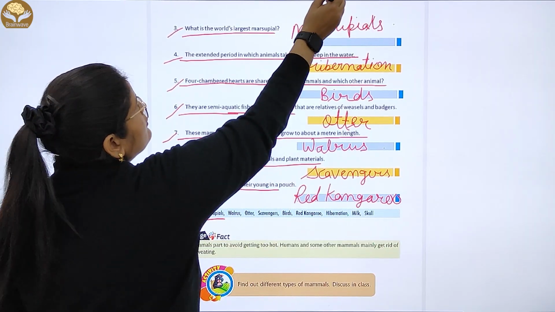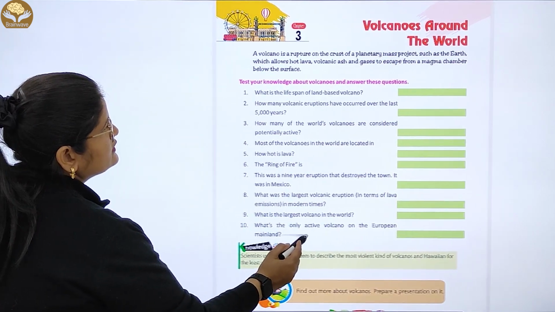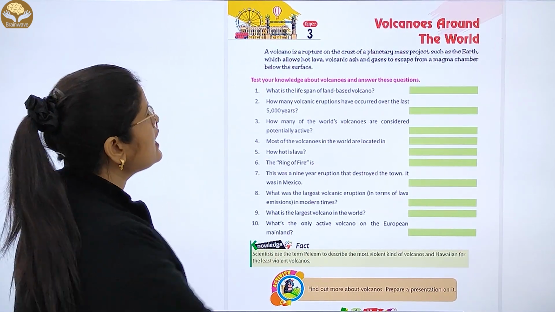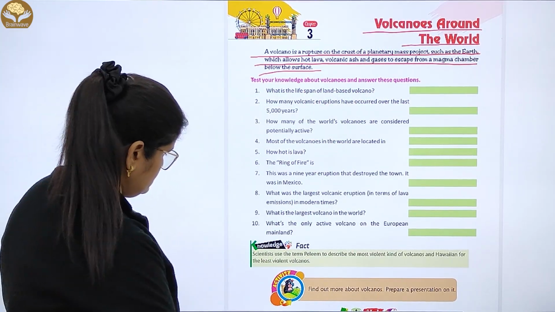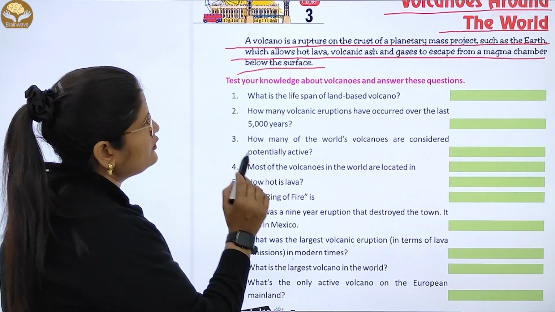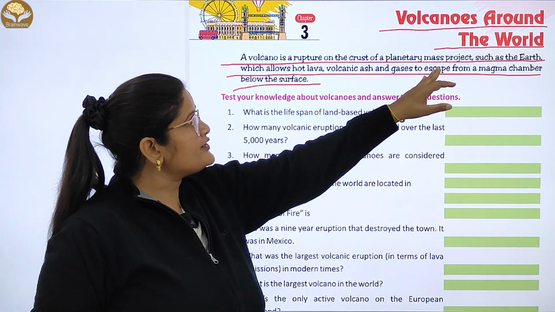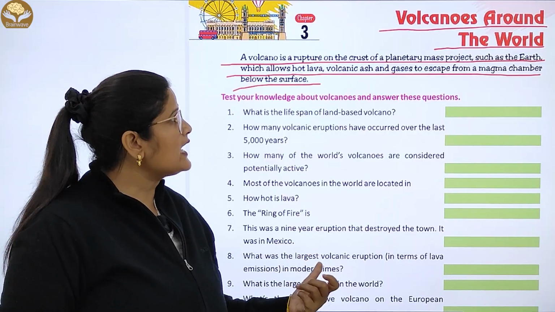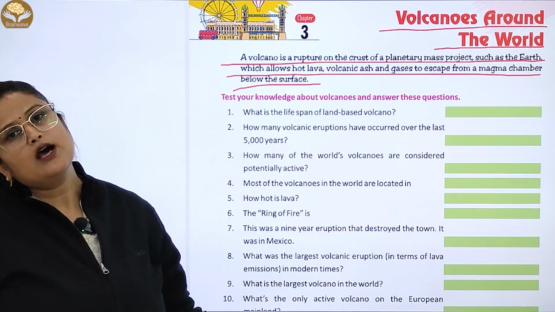Okay. Now, next chapter, volcanoes around the world. Now, let's start chapter number 3. A volcano is a rupture on the crust of a planetary mass object such as the Earth, which allows hot lava, volcanic ash, and gases to escape from a magma chamber below the surface.